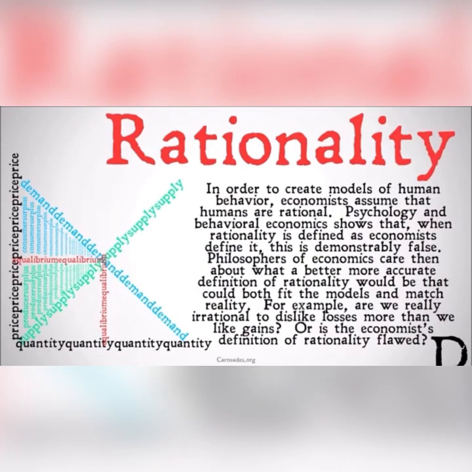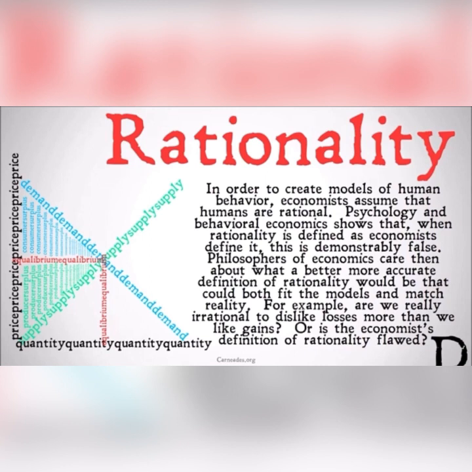What makes someone rational? In economics, people are assumed to be rational, and economists use a very specific definition of rationality to do that. Now, this has run into some problems because psychology and behavioral economics have shown that when rationality is defined as economists traditionally define it, then it's demonstrably false that all humans are rational, or even that most humans are rational. Philosophers of economics care then not about the empirical facts of the matter of do people fit a particular definition of rationality, but rather about what the best definition of rationality is, or what the correct definition of rationality is.